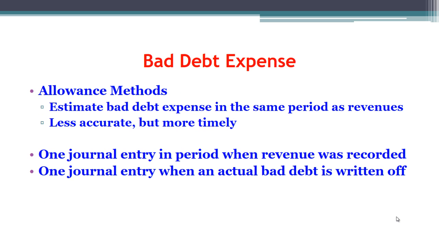So we have a couple of other methods, or we have really one other method that is allowed, but we're going to see detail. We have sub-methods, if you will. So the allowance methods are what are required by GAAP. What we're saying here is we're setting aside an allowance, an estimate of how much we expect to have in bad debt based on prior year history. That way we can match them up in the same period as the revenues. It's not going to be as accurate because it is just an estimate, but it is more timely, and we're willing to sacrifice a little bit of accuracy to get that timeliness. So in this situation, we're going to have one journal entry when the revenue was recorded, and then another journal entry when we actually write the bad debt off.